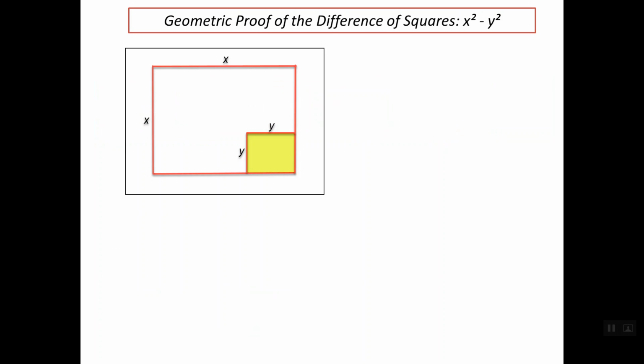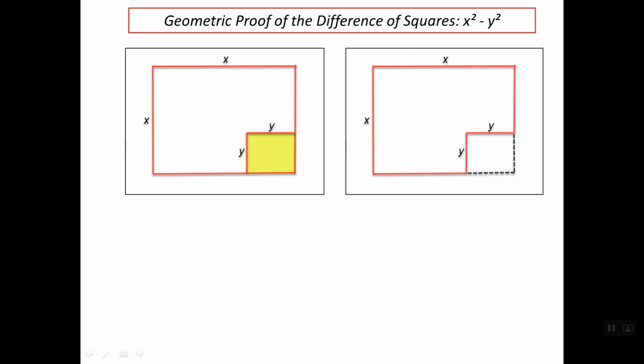First of all, let's prove geometrically the formula of the difference of squares, which is x squared minus y squared. Imagine that we have a square with dimension x times x, same like what we have here, and we have a small square inside with dimension y and y. So we need to subtract the area of the small square from the area of the biggest square. So we need to compute x squared minus y squared.